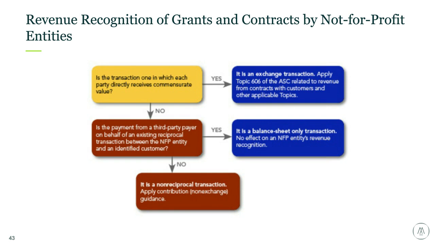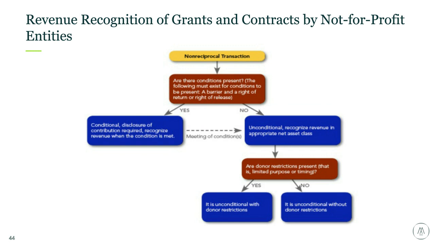Now here's a flowchart addressing whether conditions are present. The ASU provides guidance on whether a contribution is conditional or unconditional. This decision is based on whether a barrier that must be overcome and either a right of return of assets transferred or a right of release of a promisor's obligation to transfer assets is determinable from the agreement. The presence of both a barrier and a right of return or a right of release indicates that a recipient not-for-profit entity is not entitled to the transfer assets until it has overcome the barriers in the agreement. Prior to overcoming those barriers, the contribution would be considered conditional.